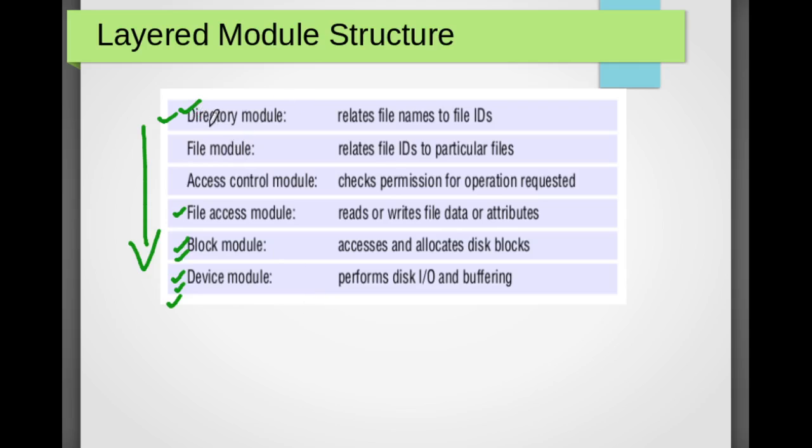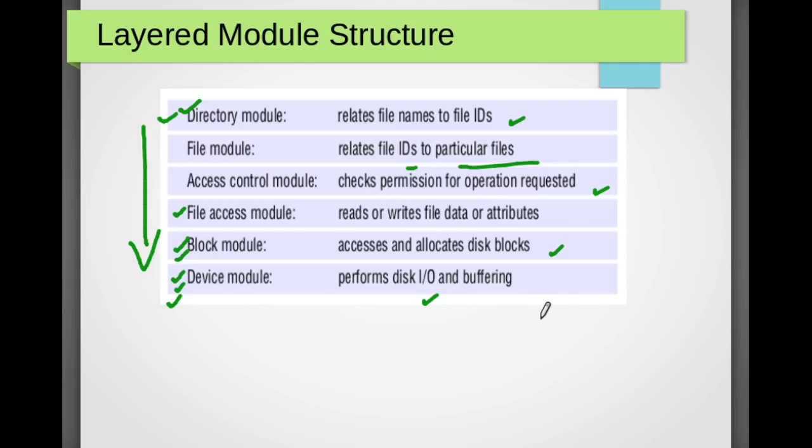So directory module relates file names to the IDs. File module relates the file IDs to particular files. Access control module checks permission of operation, and file access module does read write operation. Block module accesses and allocates disk space, and device module performs your input output and buffering. Okay. So these are certain things for which the file system has a particular code which is working with the operating system, right?